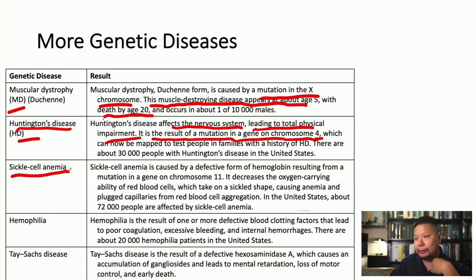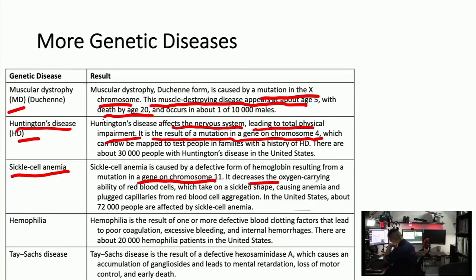There's sickle cell anemia. We were talking about sickle cell anemia before with the malaria and all that stuff. This happens when the gene on the 11th chromosome has a mutation in it, right? And it decreases the oxygen carrying capacity of red blood cells. Hey, but you don't get malaria, right? Very sad.